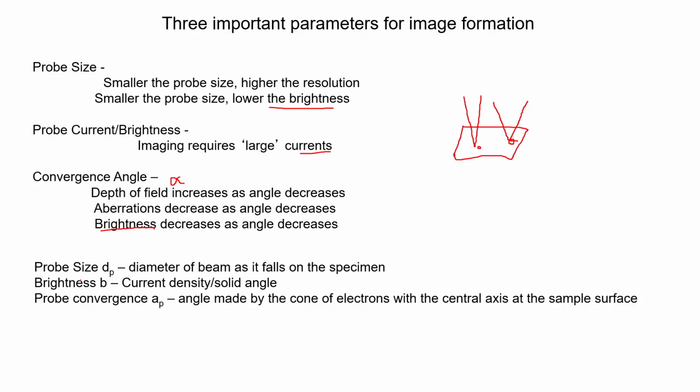The probe size dp is the diameter of the beam which falls on the specimen, which I have already told you. This brightness is beta, which is the current density divided by the solid angle. And this probe convergence angle alpha is the angle made by the cone of electrons with the central axis. Central axis means the optic axis at the sample surface.